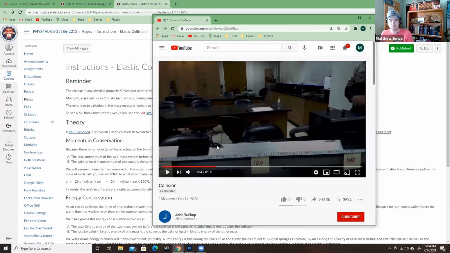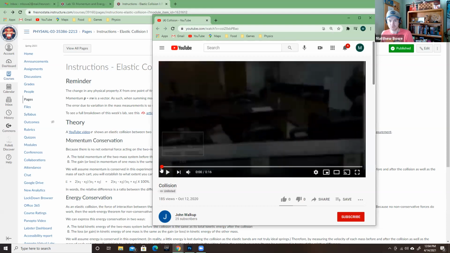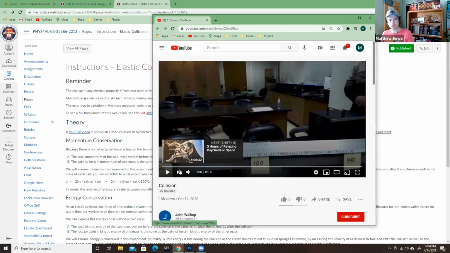So there are two, they're called gliders. You could call them gliders or cars. They're going to be moving along this track, and they have these little rubber band attachments that make them perfectly bounce off of each other. You're going to be able to see how quickly they come in and how quickly they will leave the screen. So let me play this.